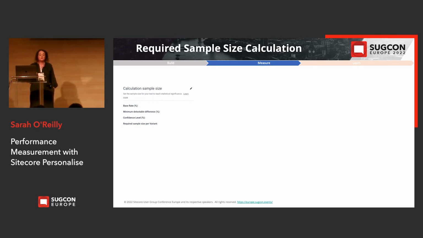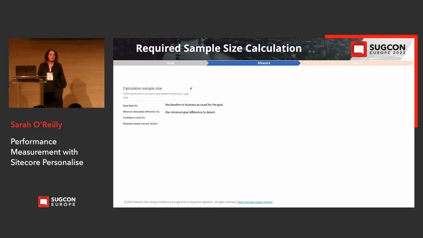So the first input is your base rate. Your base rate is just the baseline, whatever the business as usual value is. In our case, that is, what is our percentage conversion on our homepage? That's all we want to answer here. The next thing is our minimum detectable difference. This is our relative uplift. This is the same thing as relative that I'm talking about the whole time.